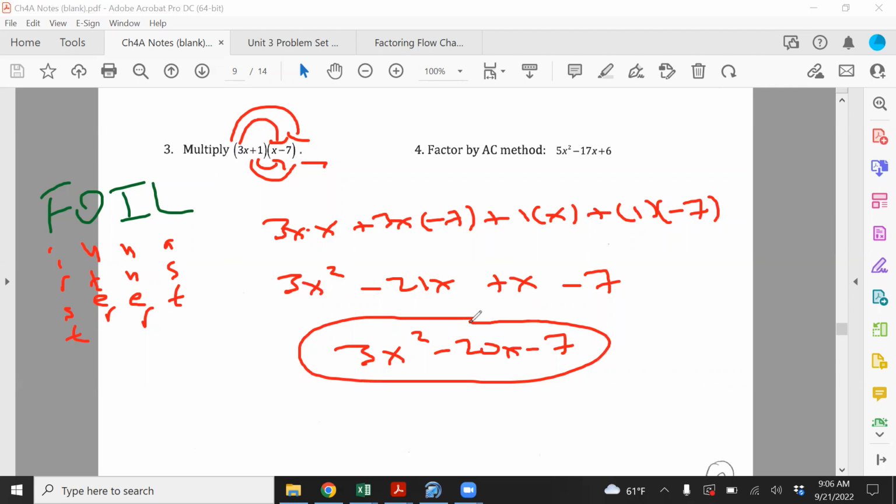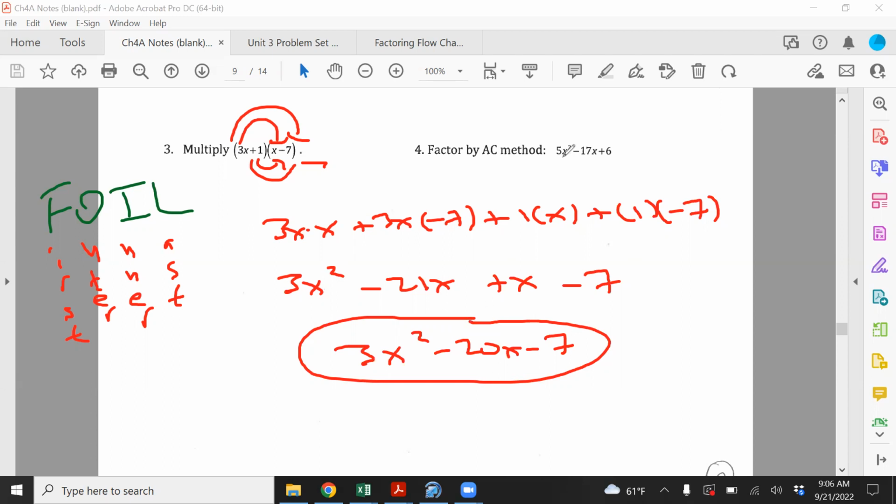I'm gonna get there in a second. It's actually the diamond method we've been doing all along. Okay, any questions on number 3? We're okay? All right, let's keep moving to number 4.